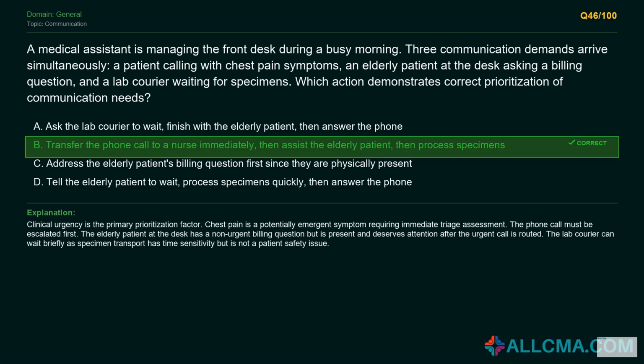The correct answer is B. Clinical urgency is the primary prioritization factor. Chest pain is a potentially emergent symptom requiring immediate triage assessment. The phone call must be escalated first. The elderly patient at the desk has a non-urgent billing question, but is present and deserves attention after the urgent call is routed. The lab courier can wait briefly as specimen transport has time sensitivity, but is not a patient safety issue.